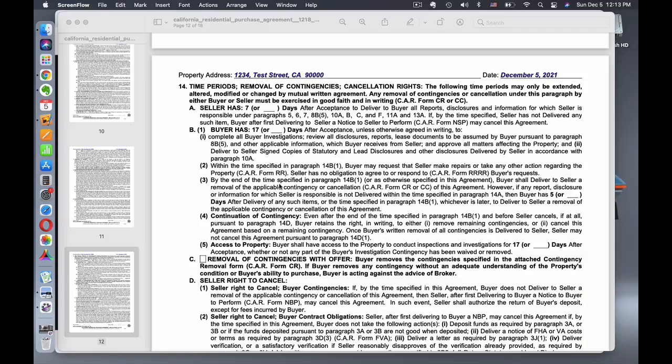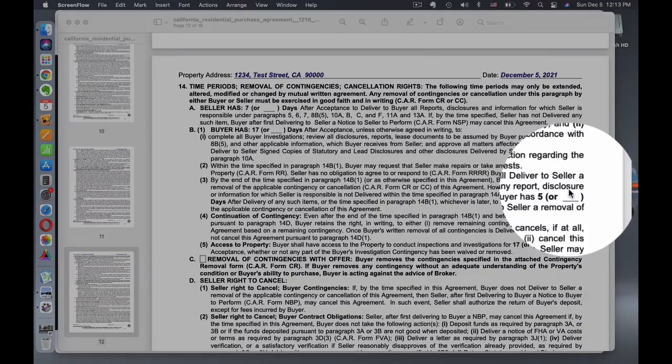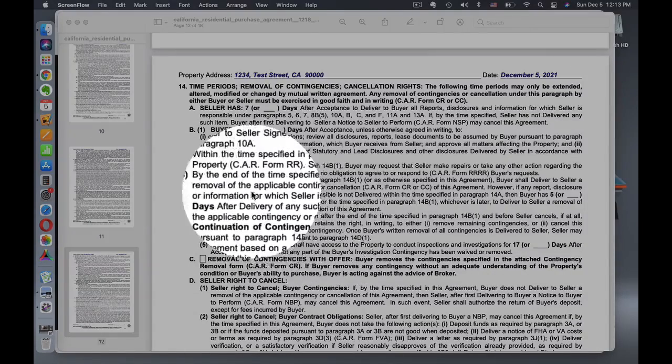So by the end of the time specified in paragraph 14B1, or as otherwise specified in the agreement, the buyer shall deliver the seller a removal of the applicable contingencies. So this has to be done in writing. It cannot be done without a form signed in writing. We will discuss this with you as the buyer and make sure you understand when you're waiving contingencies, how that affects your deposit.